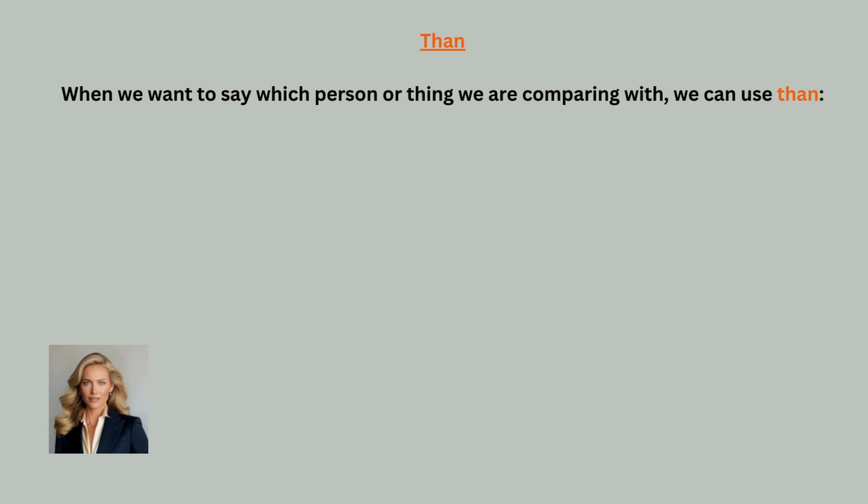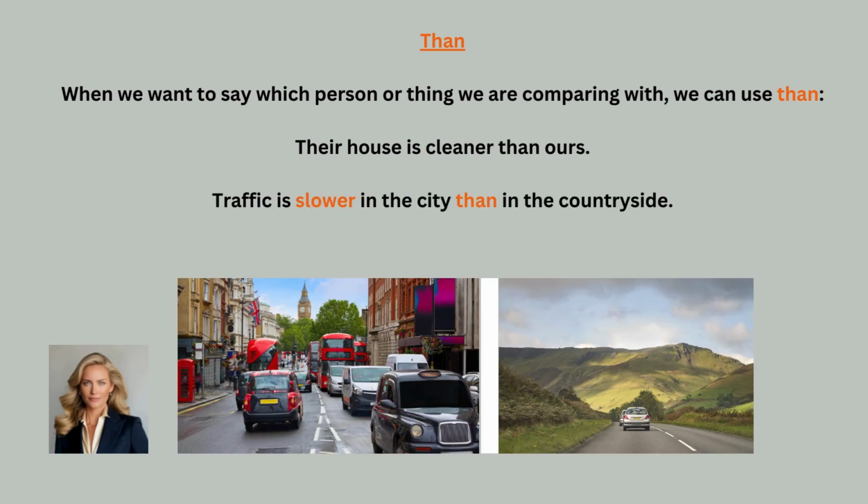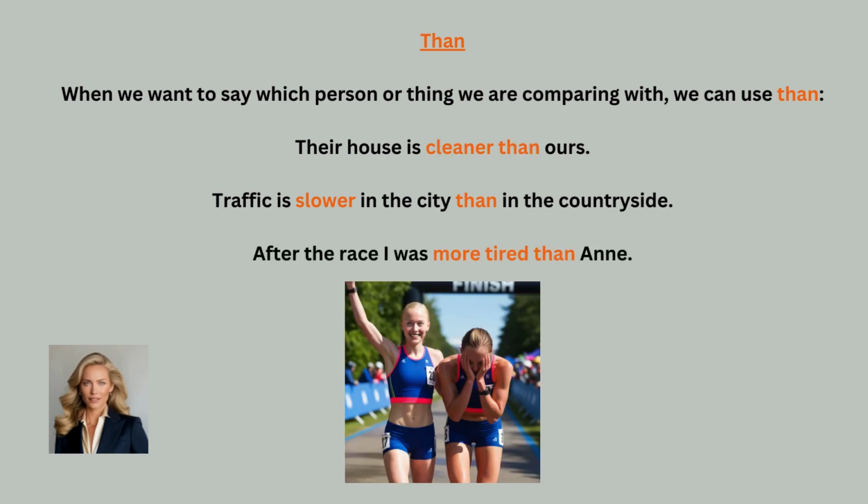Than. When we want to say which person or thing we are comparing with, we can use than. Their house is cleaner than ours. Traffic is slower in the city than in the countryside. After the race I was more tired than Anne.